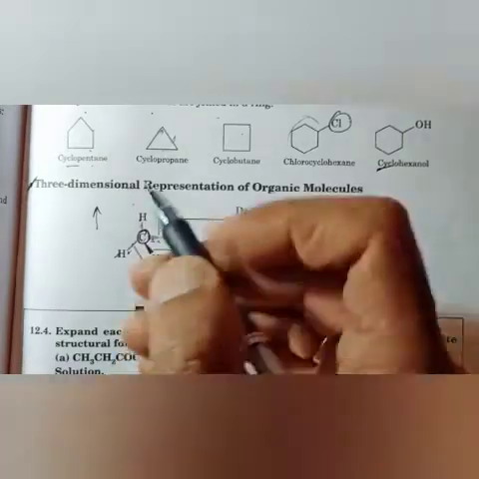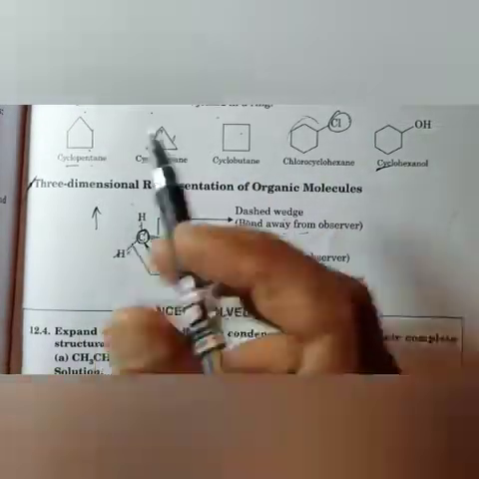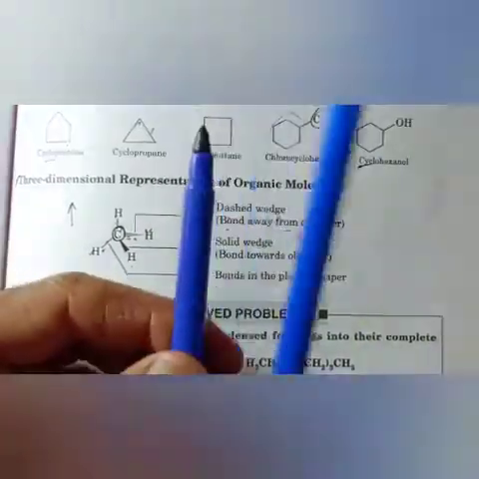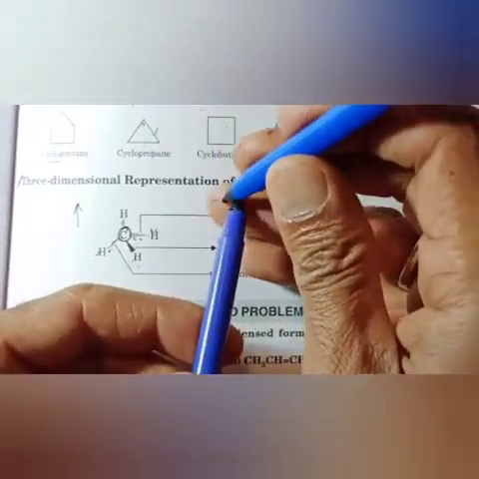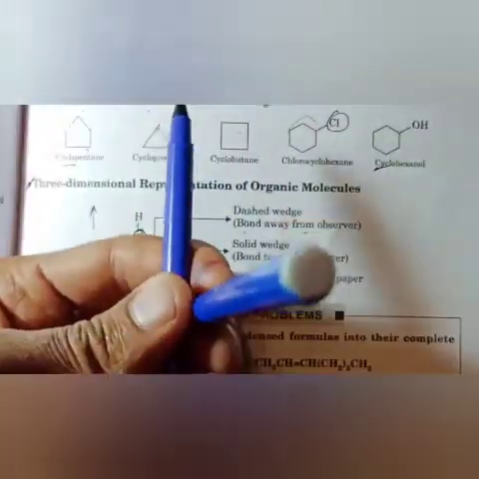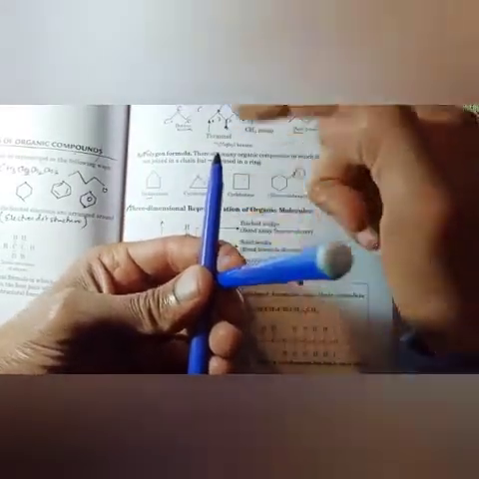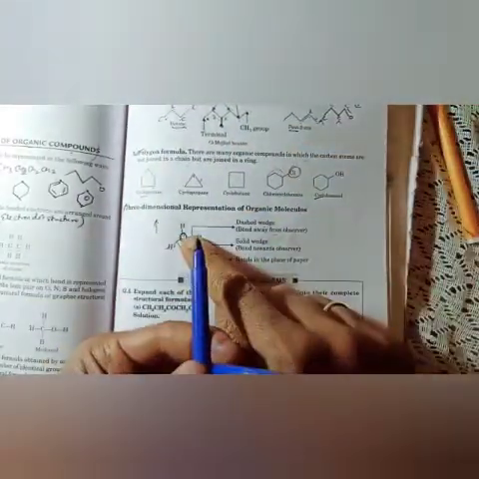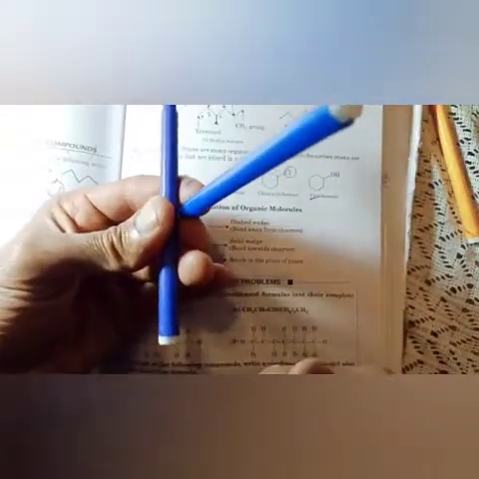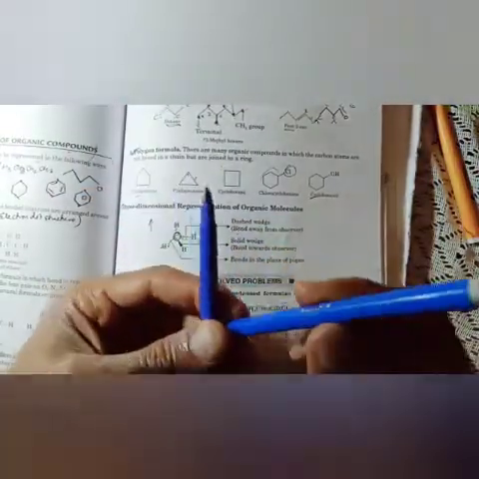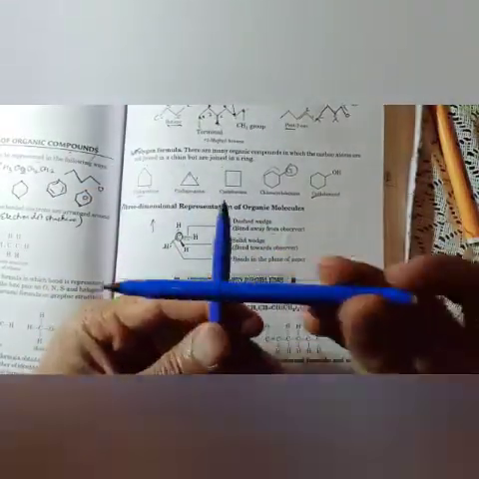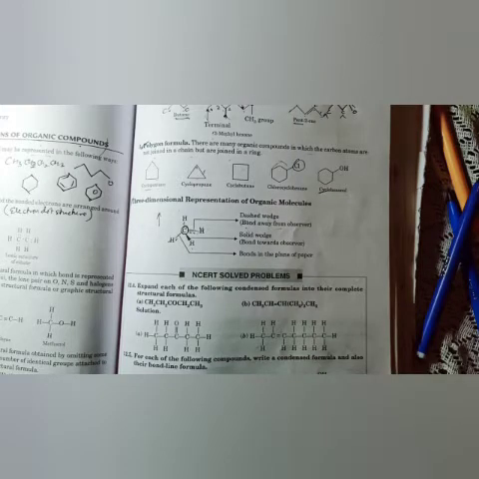A solid line is toward myself, in 3D. If I make a bond like this, the bond which is away from my side is shown with a dotted line. The bond which is toward my side is shown in a solid line. The bond which is in the plane of the paper, to the left and right, is shown with a simple line. So these are some of the structure representations that we have studied.